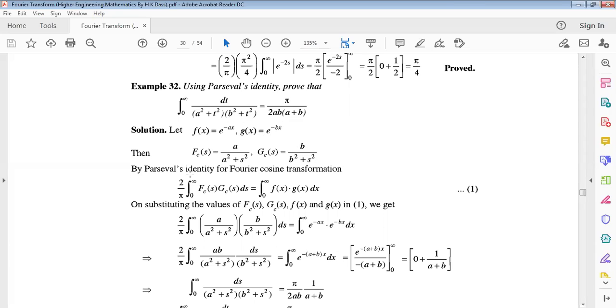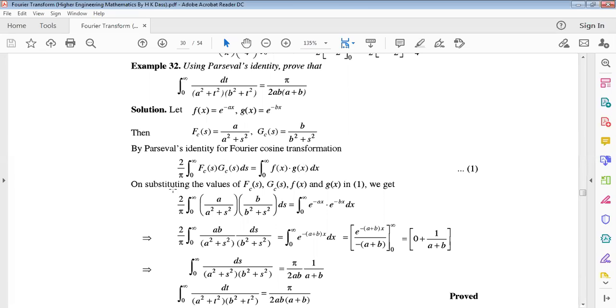Now by Parseval's identity for the Fourier cosine transform, 2 divided by pi, integral 0 to infinity of the cosine transform of the first function and the cosine transform of the second function will be equal to the integral 0 to infinity of f of x into g of x dx, because capital F is the Fourier transform of f of x and capital G is the Fourier transform of what? A small g of x. Remember it.